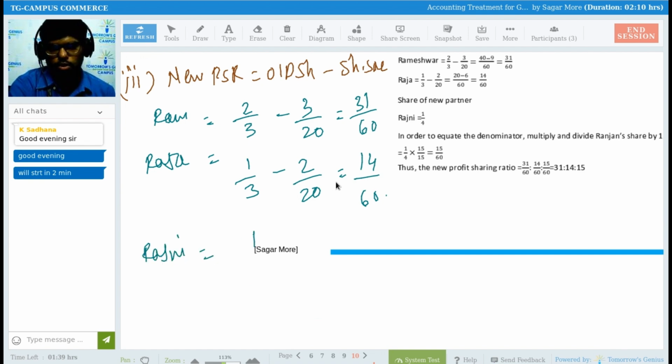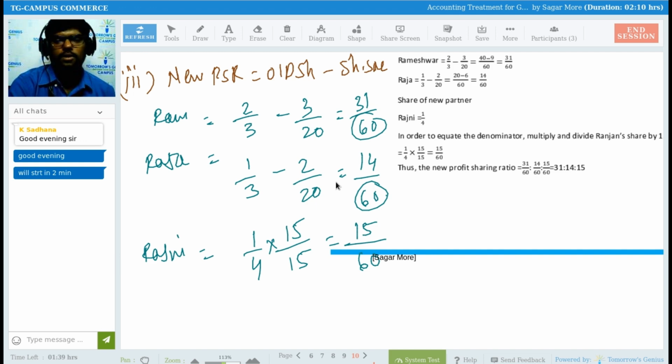The new partner's share is 1 by 4. So we have to equalize these denominators. For equalization of the denominator, we have to multiply here by 15 now. So the answer is 15 upon 60, right?